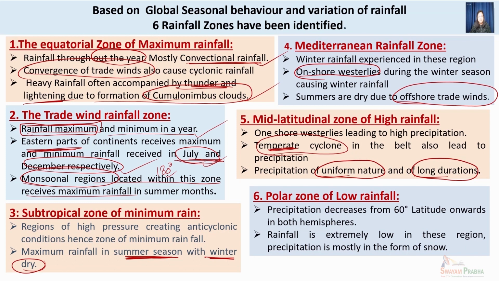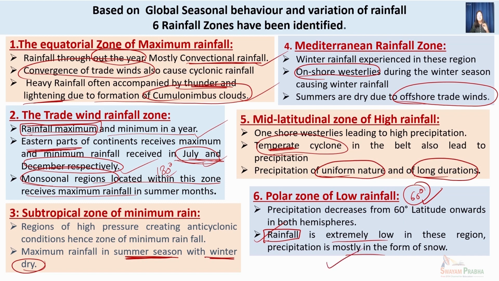The last one is the sixth rainfall zone, which is the polar zone of low rainfall. The precipitation tends to decrease from 60 degrees, okay, in north and south in both the hemispheres towards the poles, and the mean annual precipitation decreases to less than 250 mm also. So beyond 75-degree latitudes in both the hemispheres, you have very little rainfall, and whatever precipitation you receive, you primarily receive in the form of snow. So you have low rainfall and precipitation is primarily received in the form of snow.